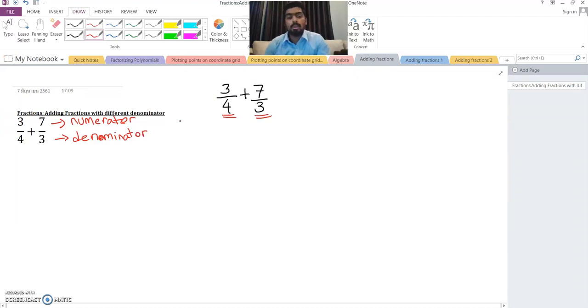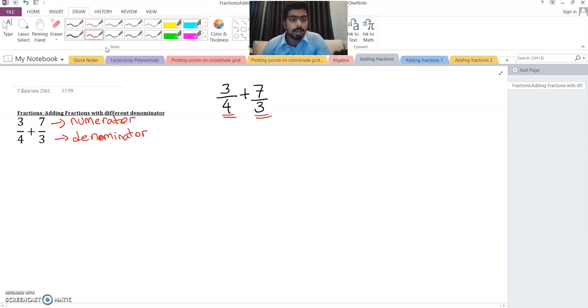Okay guys, so we can only add fractions when the denominators are equal. Now if you take a look at this, the denominators are not equal. So there's an easy way to make the denominators equal so that we can add the fractions. Now coming back to the same trick again. If we have one denominator that is an even number and the other denominator is an odd number, what we can do is multiply across, or in other words cross multiply.